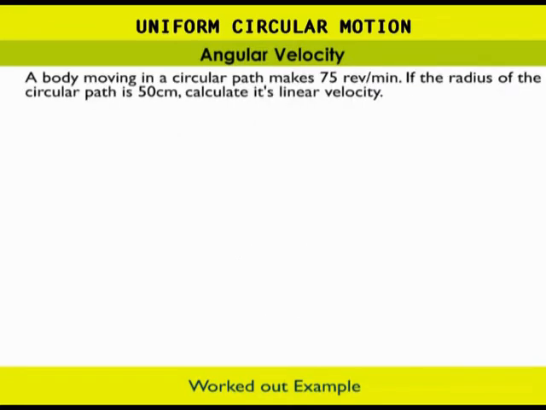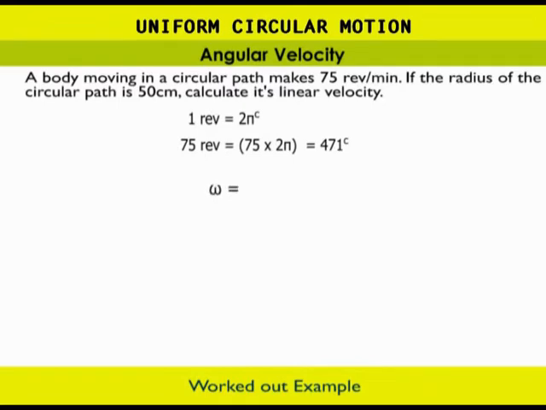Example 2. A body moving in a circular path makes 75 revolutions per minute. If the radius of the circular path is 50 centimeters, calculate its linear velocity. 1 revolution is equal to 2 pi radians, and therefore 75 revolutions will be equal to 75 times 2 pi, which is equal to 471 radians.